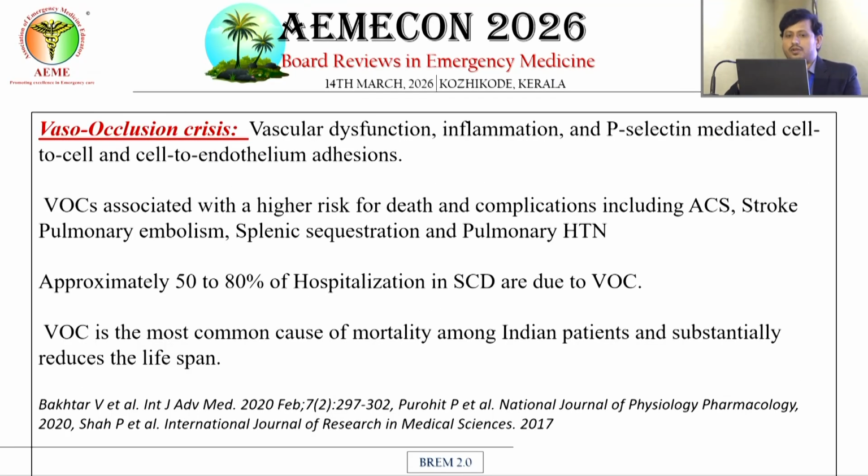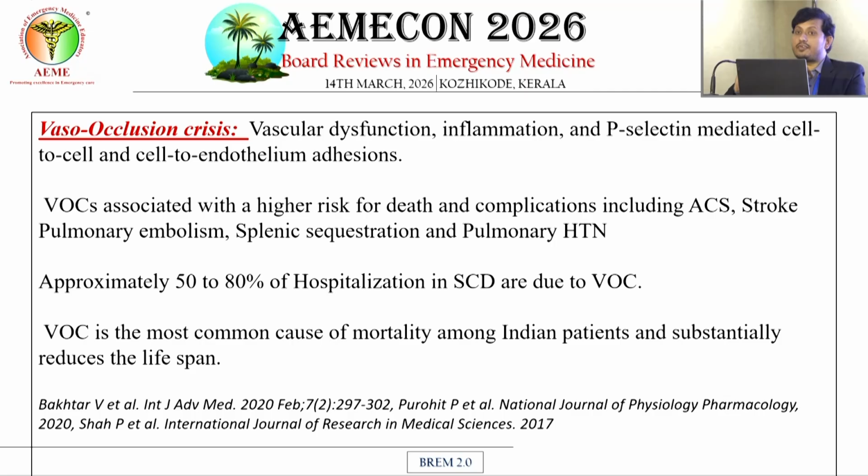Now the main pathophysiology involving the vaso-occlusive crisis is vascular dysfunction, inflammation, and P-selectin mediated cell-to-cell or cell-to-endothelial adhesions. Whenever the patient presents to emergency, mostly because of ACS, stroke, pulmonary embolism, splenic or hepatic sequestrations, or pulmonary hypertension, the patient will be having these features along with the pain crisis. If you compare all these, pain crisis is the more prevalent one, which we have to address as early as possible, and we have to formulate specific guidelines for managing the pain of the sickle cell crisis.